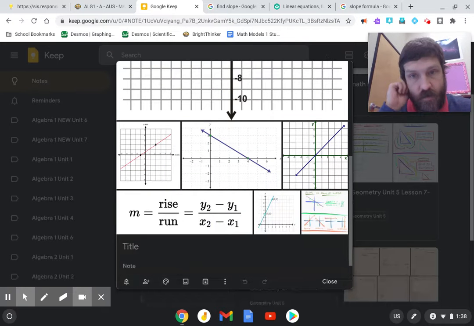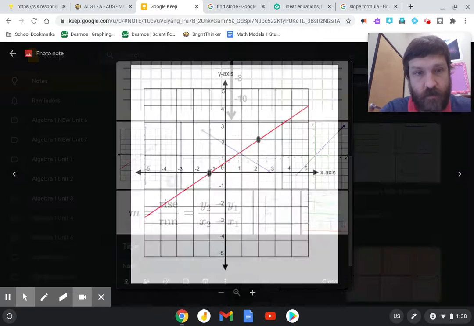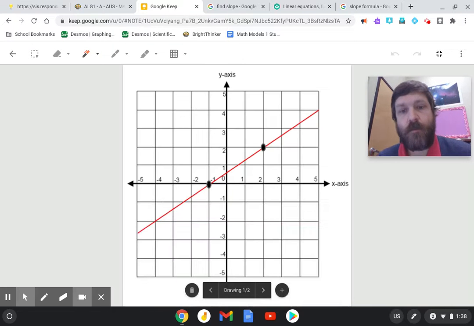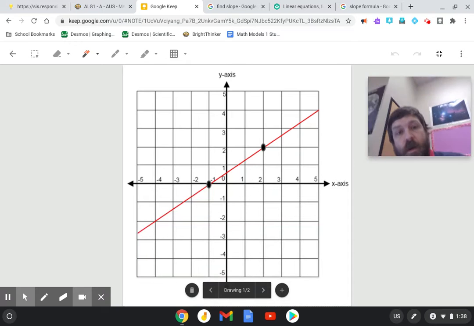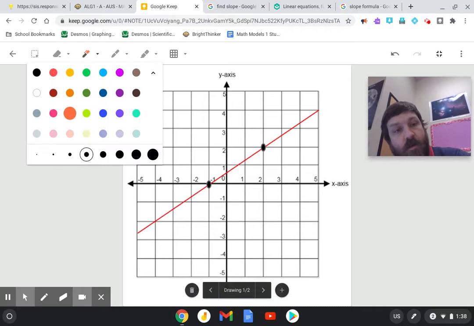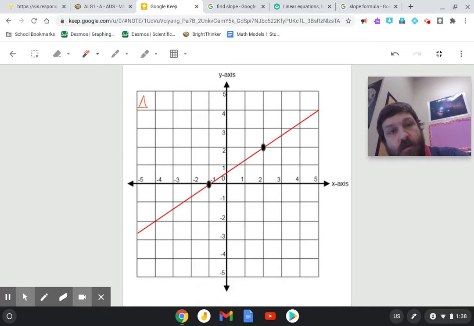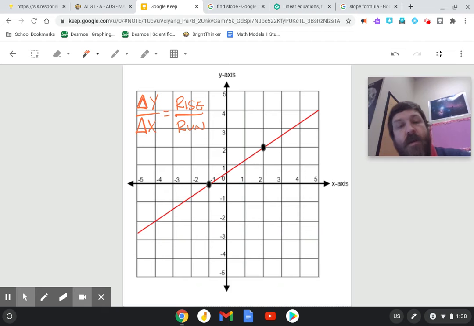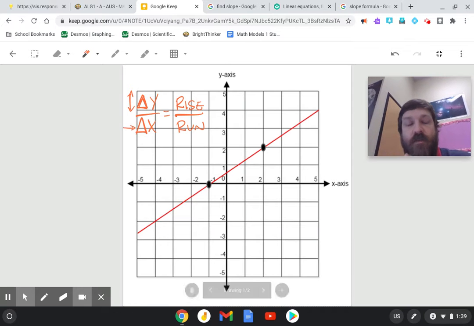Okay, so let me pick one to start with. Let's start with this one. So with this one, we have 2 points graphed here on the coordinate plane. And remember, when we talk about slope, we're talking about the change in y divided by the change in x. Another way of talking about that you'll see is the rise over the run.